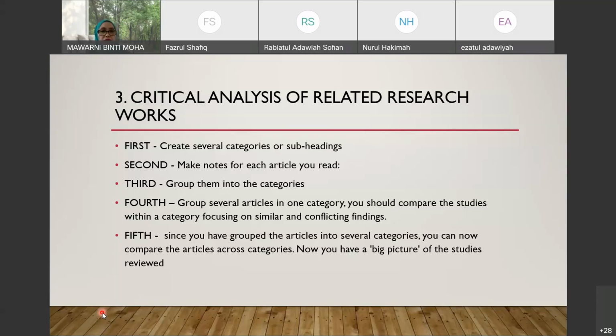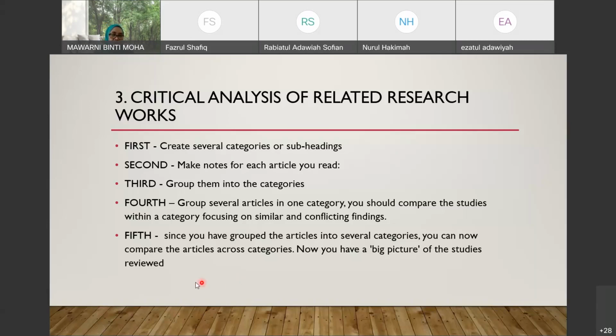Number 4, group several articles in one category. You should compare the studies within a category, focusing on similar and conflicting findings. Like I said just now, the pros and the cons of two different ideas, different research. Because later you want to discuss, and your discussion is based on the previous findings. And fifth, since you have grouped the articles into several categories, you can now compare the articles across categories. Now you have a big picture of the studies reviewed.